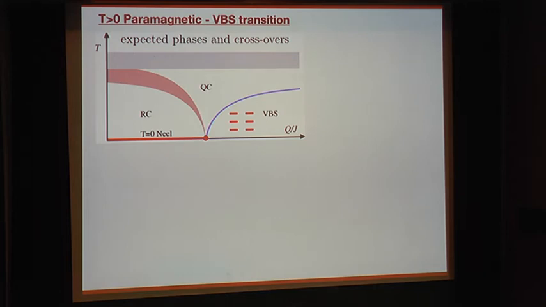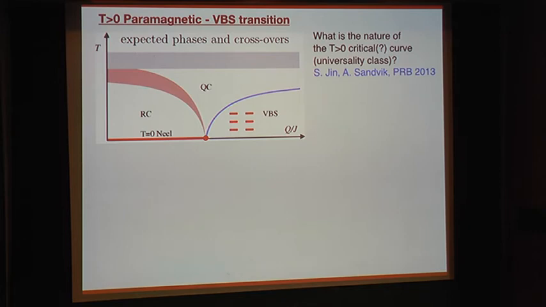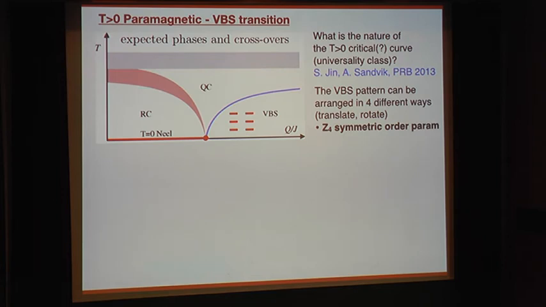But one thing in the remaining few minutes, we have also looked at the finite temperature phase diagram of the JQ model. Since the VBS breaks continuous symmetry, it will actually have a finite temperature phase here. So it's also interesting to look at the finite temperature phase transition and ask what kind of universality you have. This is a case where you don't expect a fixed value of the critical exponent. We have an order parameter which has a 4-fold symmetry. It's Z4 symmetric. You can translate and rotate this pattern by 90 degrees, so you have 4 different patterns.